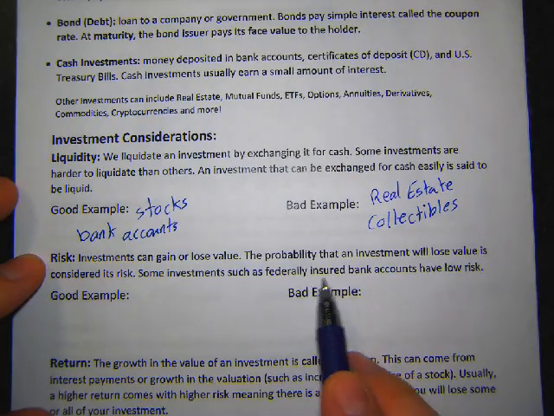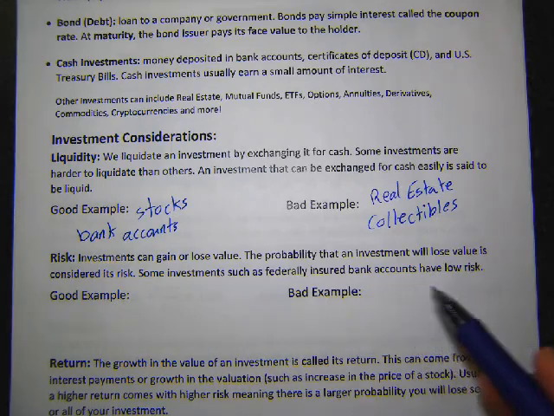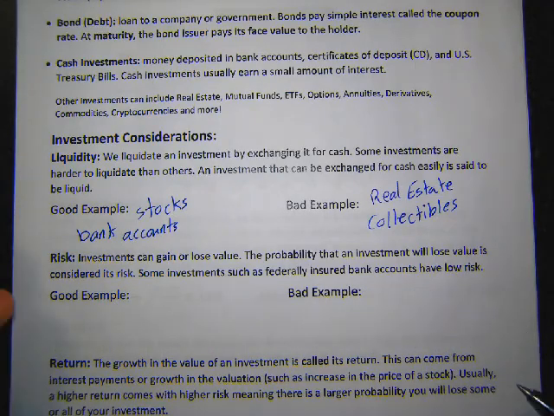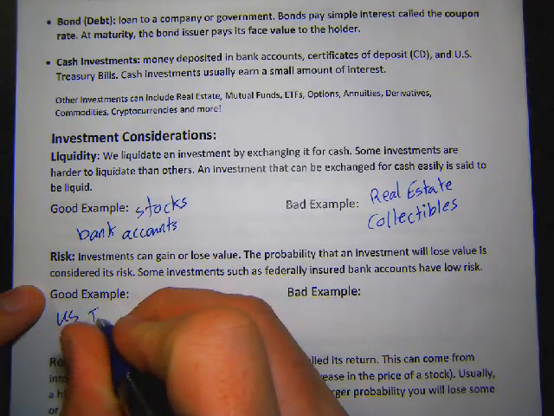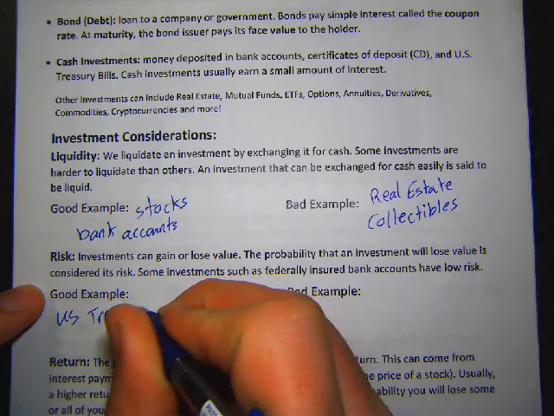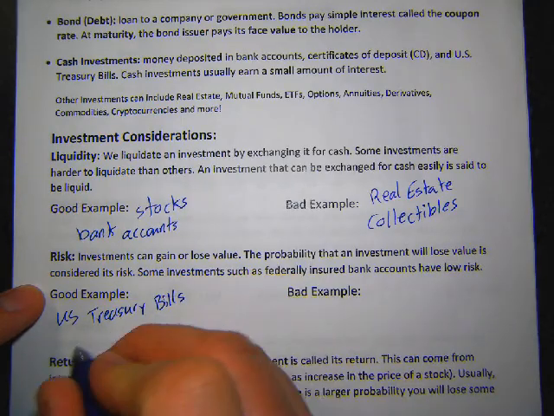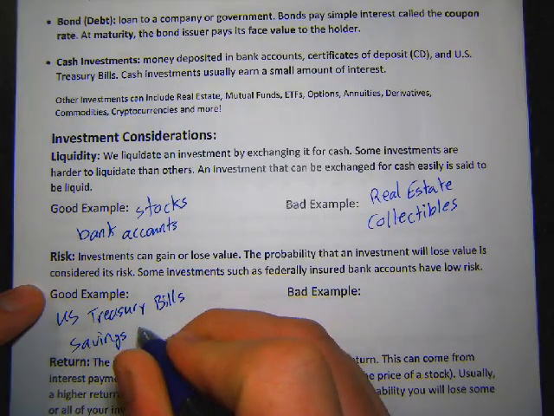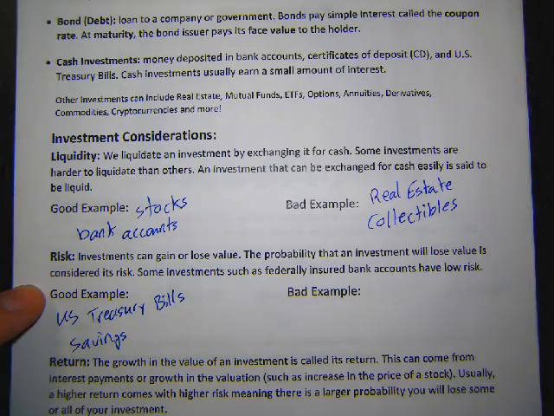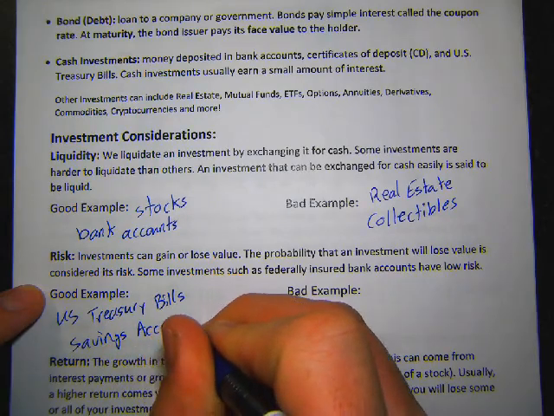The probability that an investment will lose value is called its risk. Some investments, such as federally insured bank accounts, have really low risk. Something that's really good or safe would be U.S. Treasury bills, your savings account, stuff like that. They are very safe because they're federally backed. Basically, the U.S. government would have to collapse and stop paying back its debts before these things would not give you back your cash. So these things are very safe. They are very low risk.